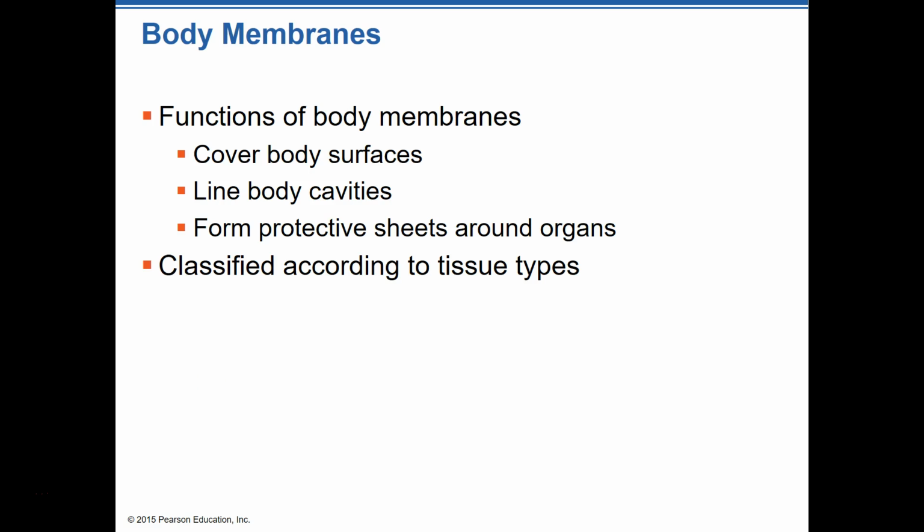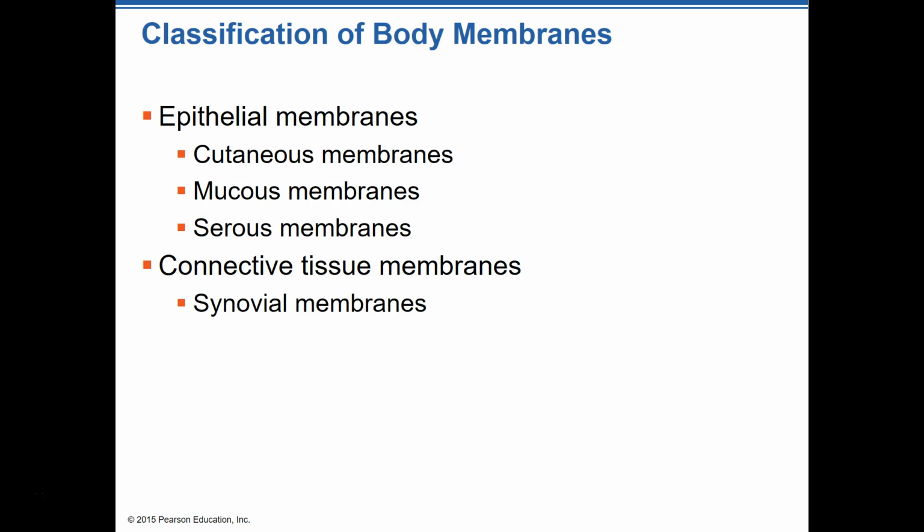The first thing we'll talk about are the membranes, and of course the function of these membranes is to cover all the body surfaces. And when we're talking about membranes, we're talking about even the skin. The skin is considered a membrane. So it covers all the body surfaces, lines all the body cavities, and it provides a protective barrier around our organs as well. And of course, body membranes are classified according to the type of tissue that they contain, or what they're made out of.